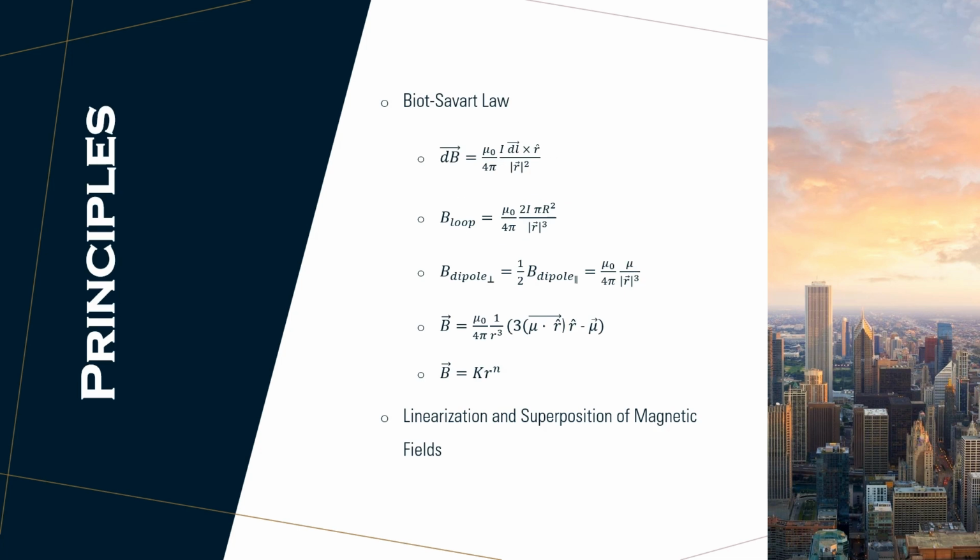The principles at stake here are the Biot-Savart law, which essentially describes the magnetic field at a given point in space as the sum of tiny magnetic field contributions from throughout the magnet. We're going to be using several of these equations to calculate the magnetic dipole moment, which is this mu, and we're going to equate that to this equation, where this constant is equivalent to the sum of all the different dipoles throughout the magnet, as well as the linearization and superposition of magnetic fields. The superposition allows us to compensate for the magnetic field of Earth, and linearization allows us to extrapolate from our data this k and n constant.